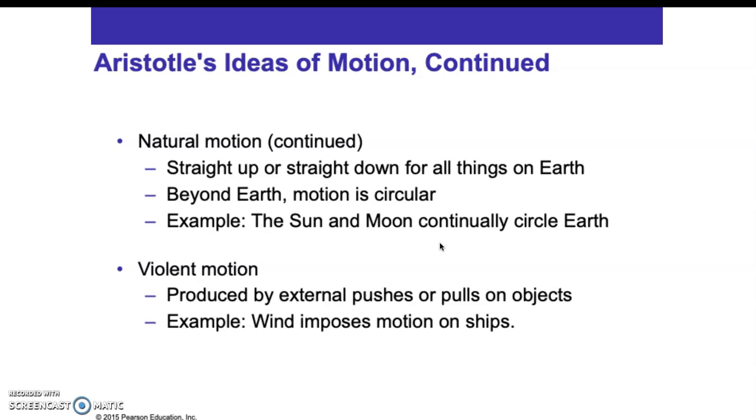Now, how about things going side to side? Well, he came up with something called violent motion, and this is produced by external pushes or pulls on objects. So if an object was not going up or down, but going left to right or side to side, it was because of pushes or pulls, this violent motion, like wind blowing a ship to the left or to the right or side to side in relation to where you're at. That's how he described that motion.